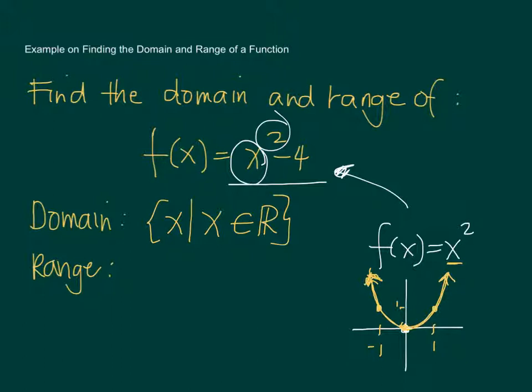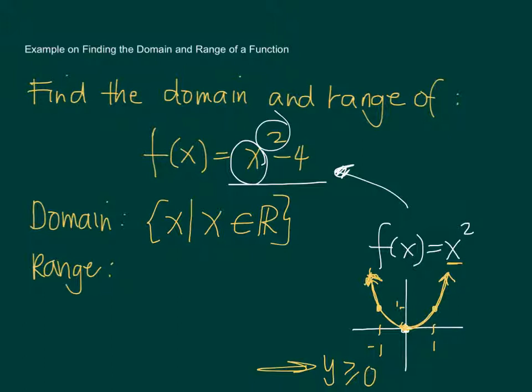Now from x squared, as we can see, the y value of the graph starts at 0 and goes all the way up. So the y values are always greater than or equal to 0. If the question is what is the range of the function f of x equals x squared, then the answer is y is greater than or equal to 0. However, the given problem is f of x equals x squared minus 4. So how is x squared minus 4 related to x squared?